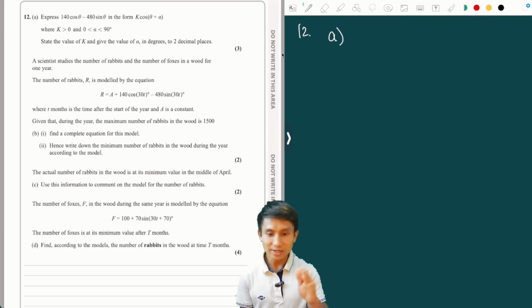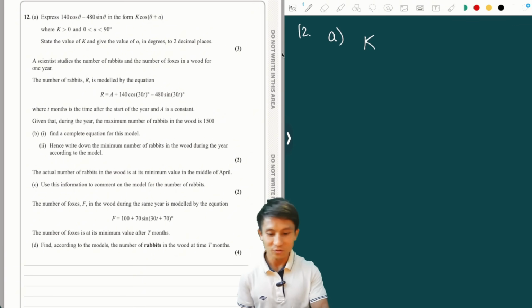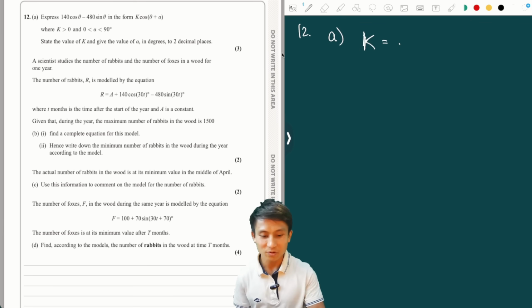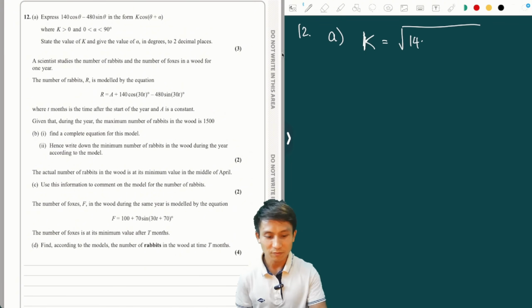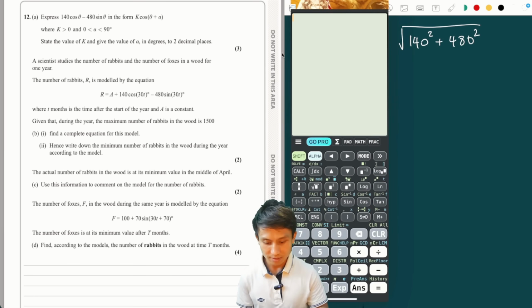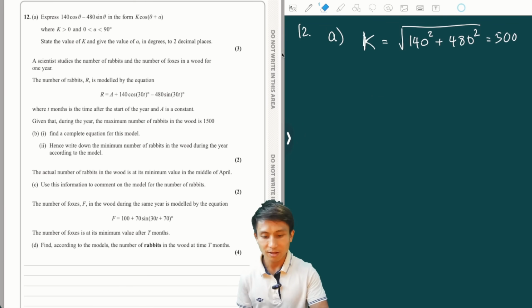Okay, the way I do this is just finding k first. Normally it would be in r, but okay, they use k. Never mind. So we do k equals the square root of the constant terms in front of cos and sine there. So this is 140 squared plus 480 squared straight away. Yeah? And if we do that, we should get an exact number. Yeah. Oh, it's 500. Okay, easy. Okay, so k is 500 basically.